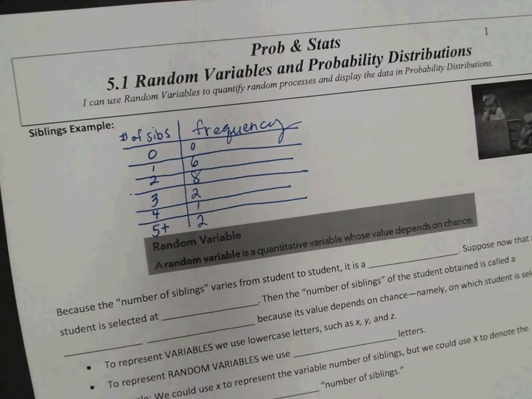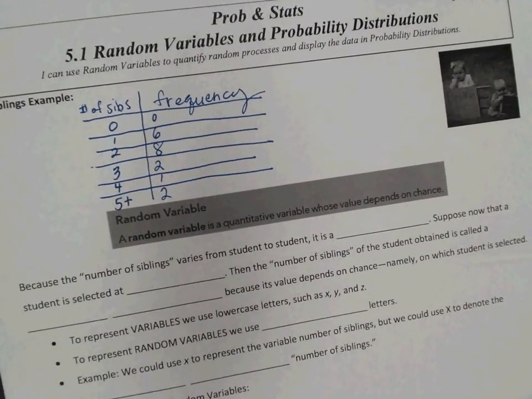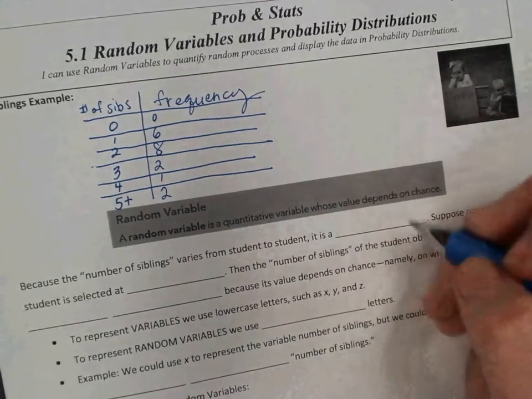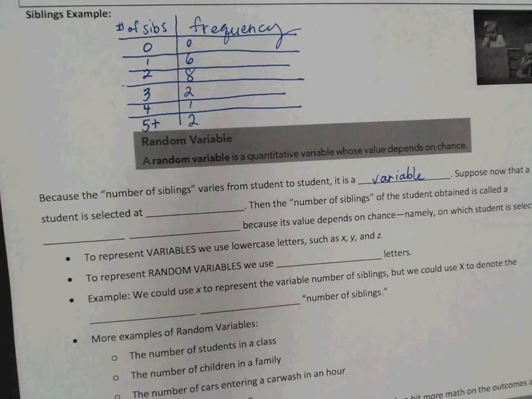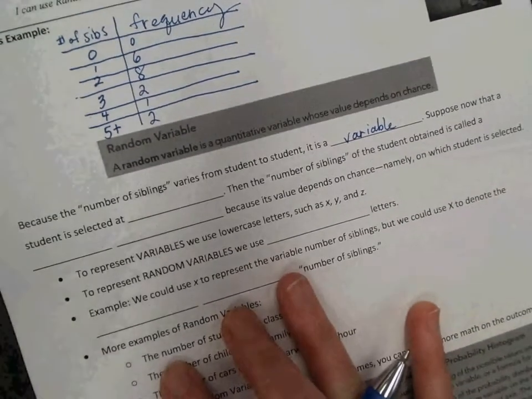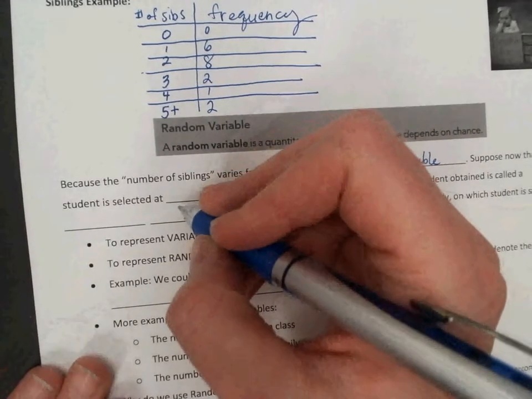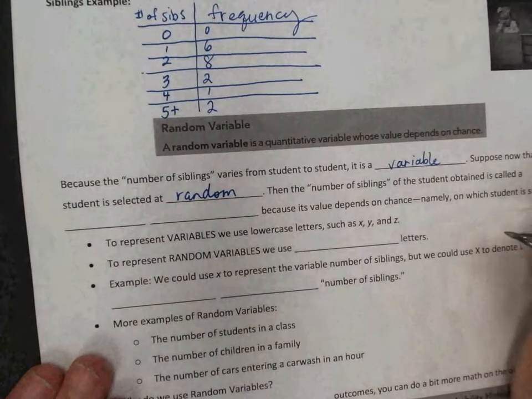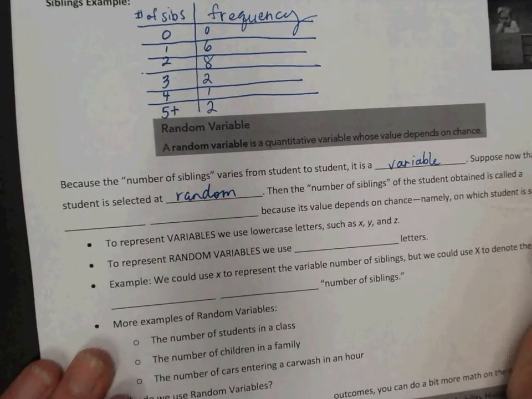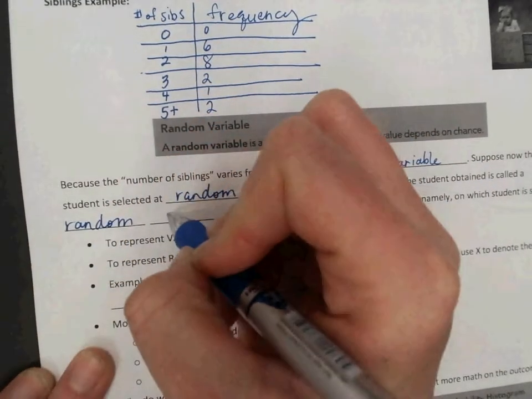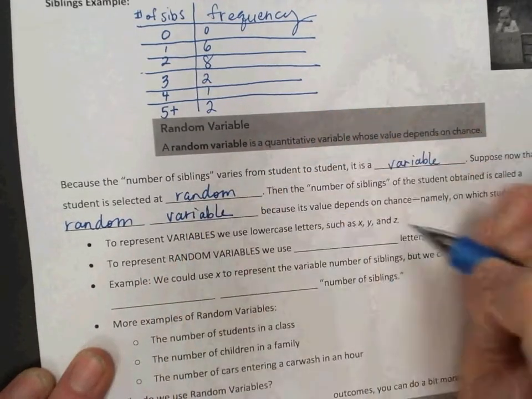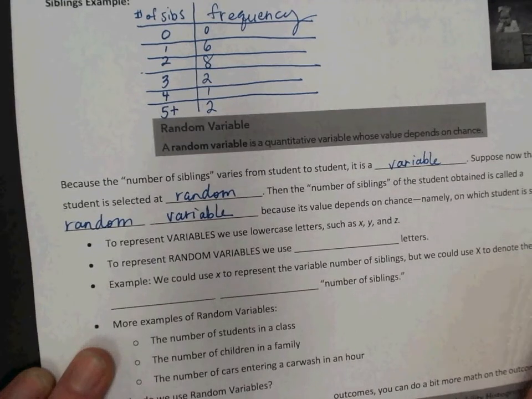So a random variable is a quantitative variable whose value depends on chance. Because the number of siblings varies from student to student, it is a variable. Suppose now that a student is selected at random. Then the number of siblings of the student obtained is called a random variable, because its value depends on chance, namely on which student is selected.